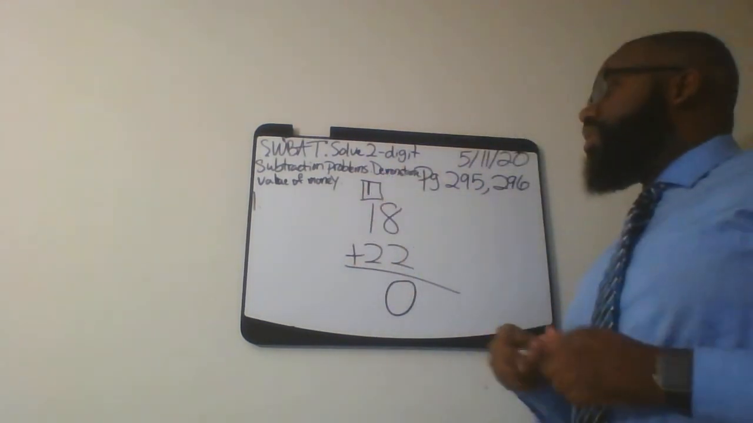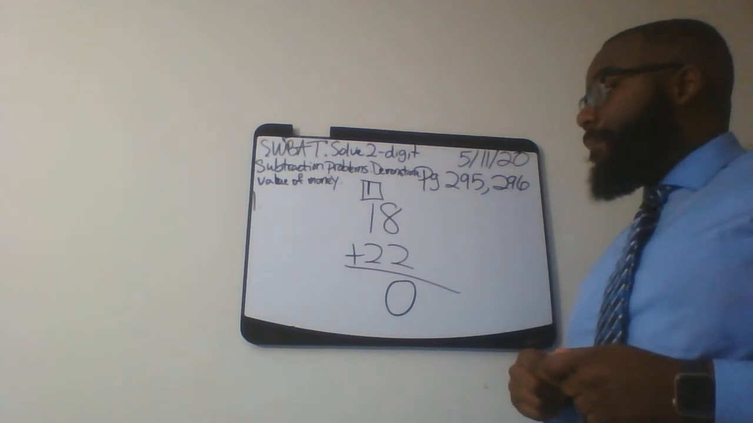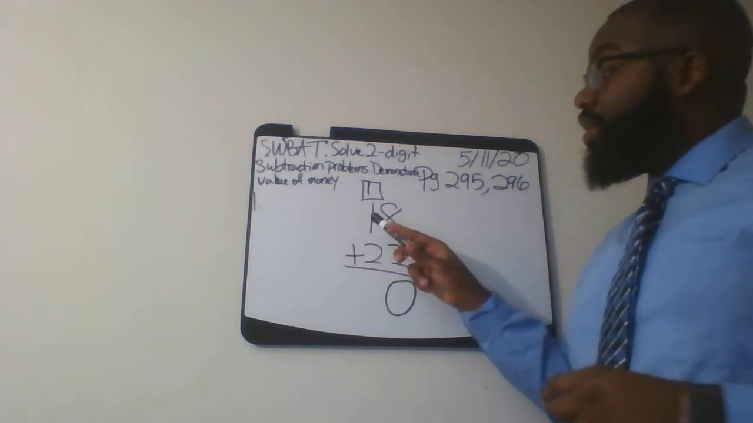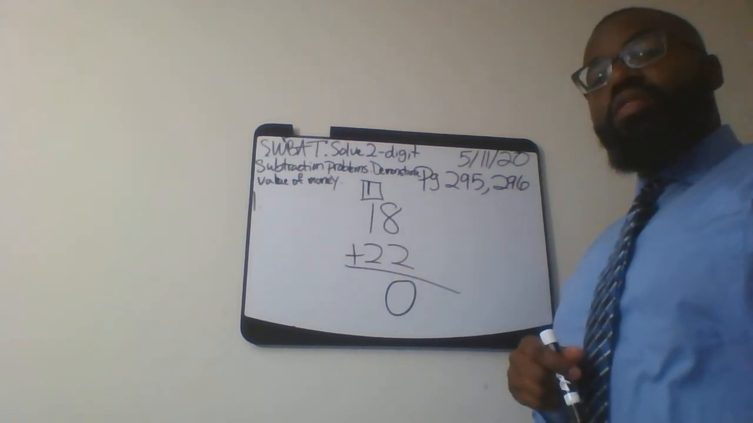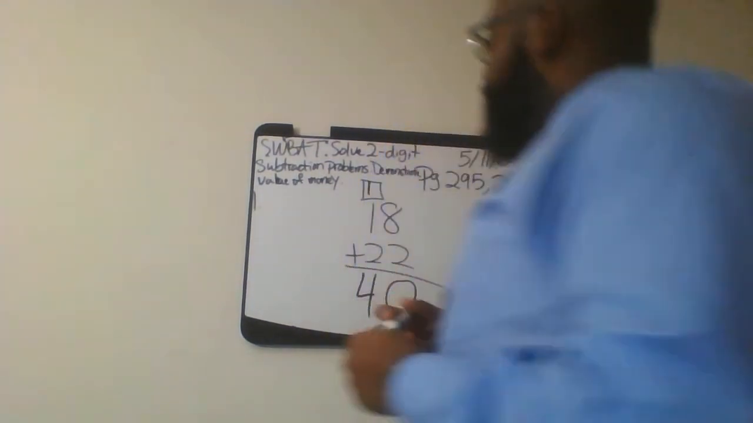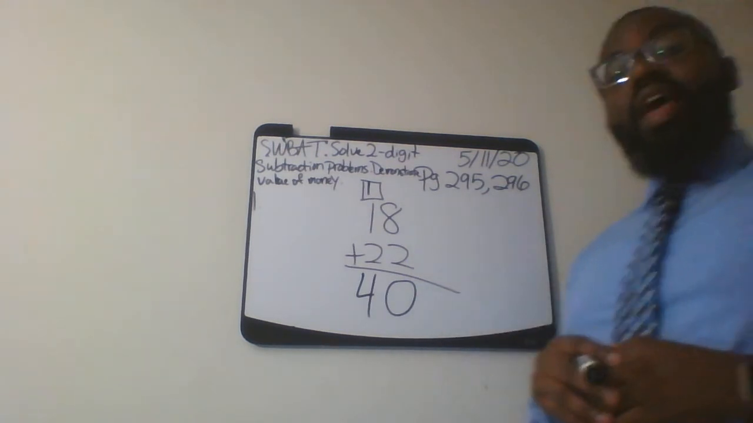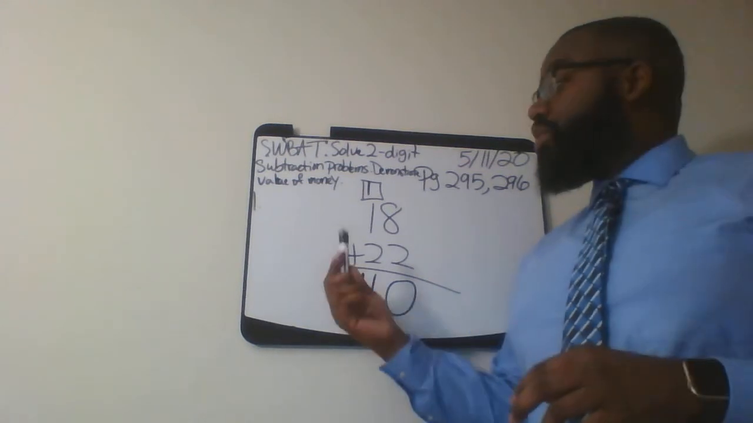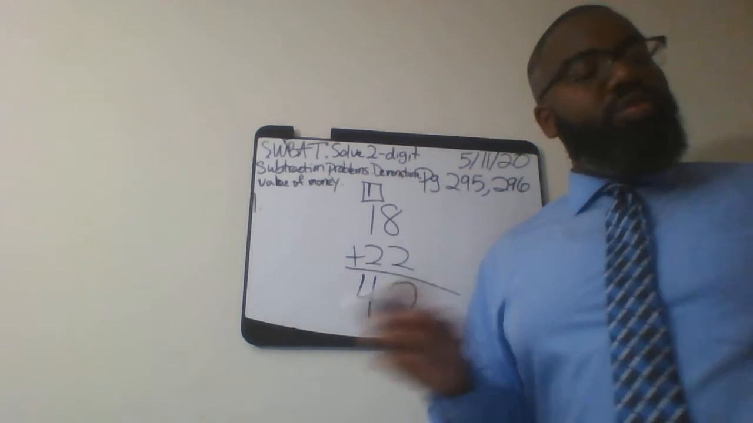Okay, let's go to the tens place. What is 1 plus 1? That is 2. Next, keep 2 in your mind. 2 plus 2. What do you think that answer is? That is 4. So 18 plus 22, that answer is 40. So when you work on number one, make sure you pay attention to the signs, whether it's an addition problem or subtraction problem. Now let's move on to number two.